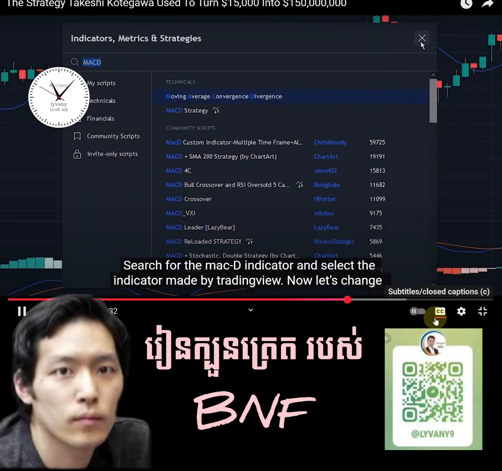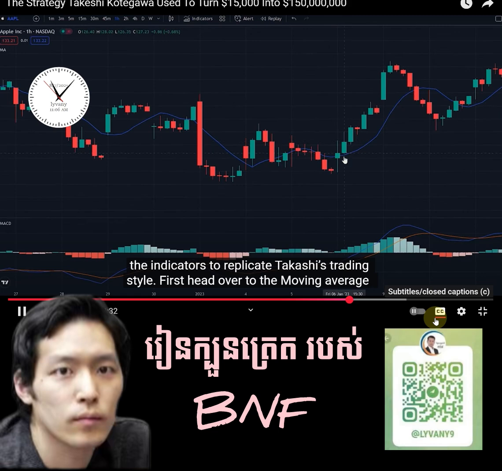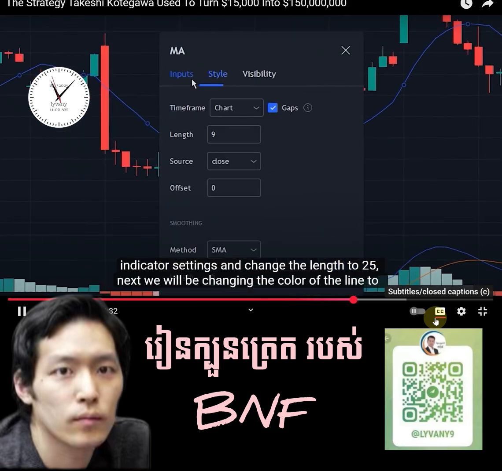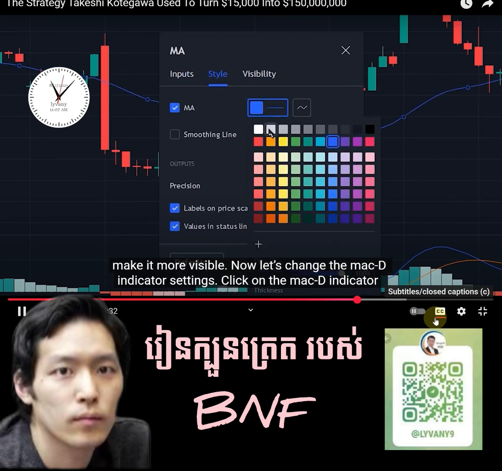Now let's change the indicators to replicate Takashi's trading style. First, head over to the moving average indicator settings and change the length to 25. Next, we will be changing the color of the line to make it more visible.